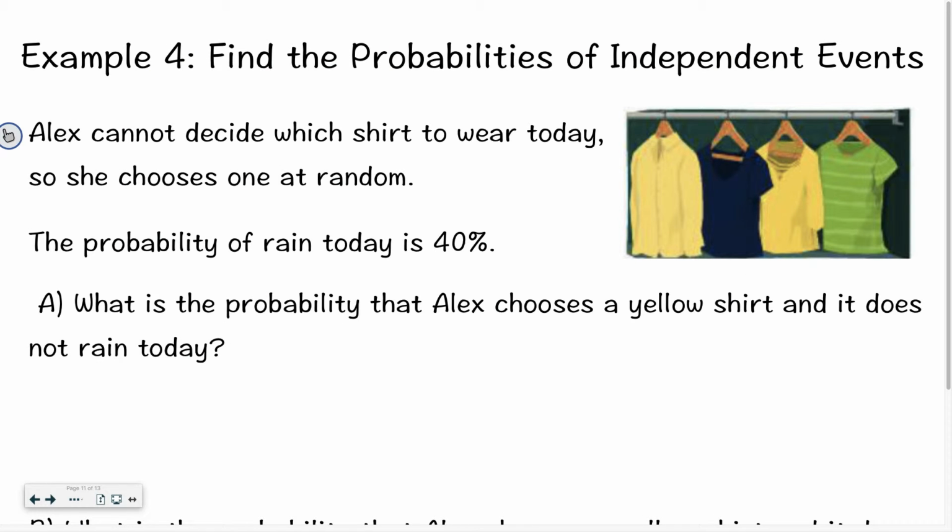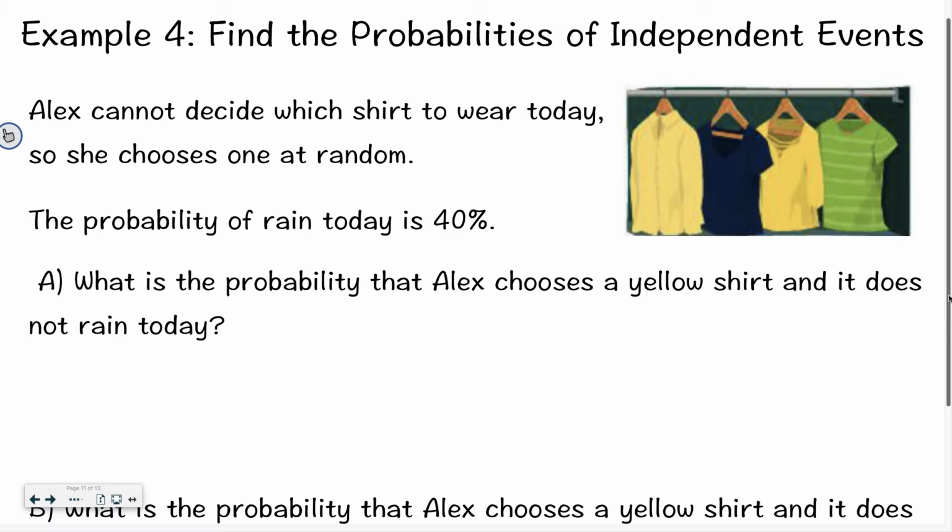Okay, so let's look at our last example. Alex cannot decide which shirt to wear today, so she chooses one at random. Apparently she has a very small closet. She has 4 shirts, and it looks like we have 2 yellow, 1 blue, 1 green. So that's our first event: Alex cannot decide what shirt to wear today.